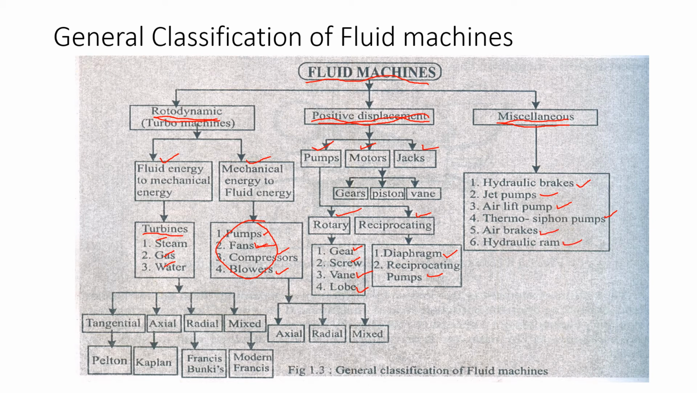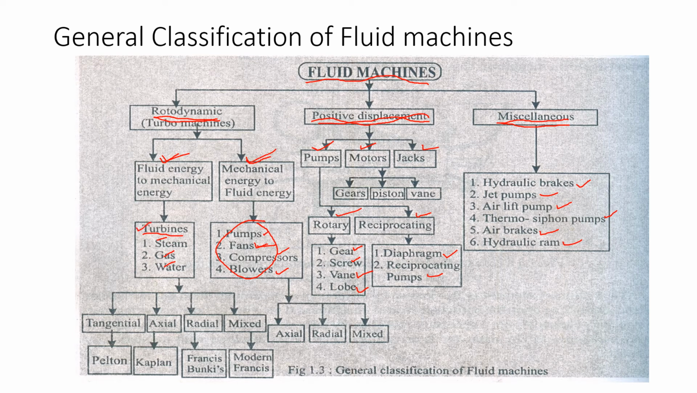Let's come down to the rotodynamic. I told you rotodynamic turbo machines are divided into two types. One is the power generating turbo machine, and the second one is the power absorbing turbo machine. A power generating turbo machine example is a turbine.